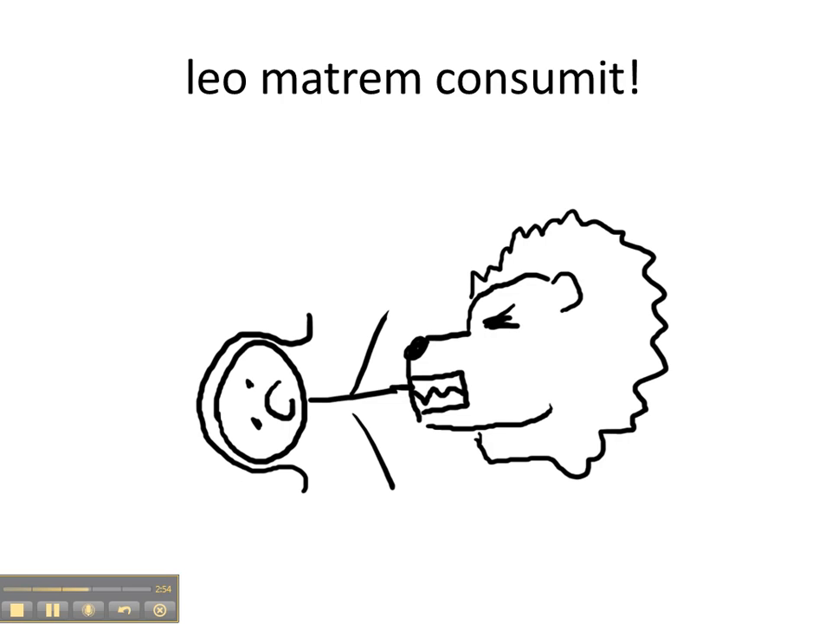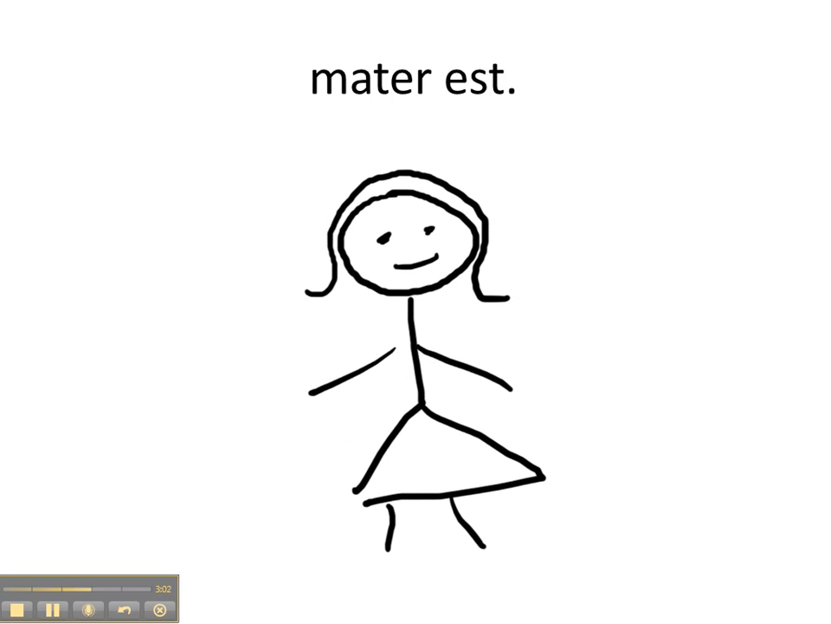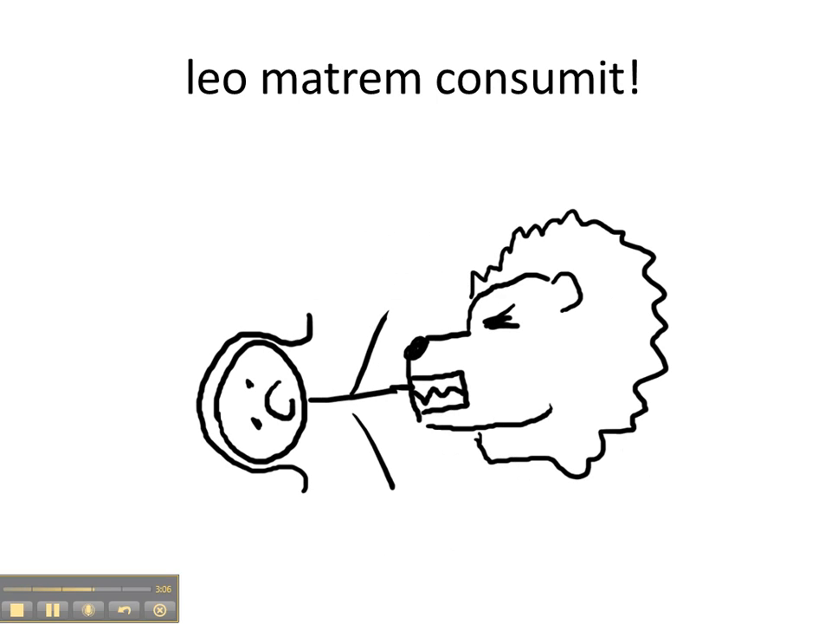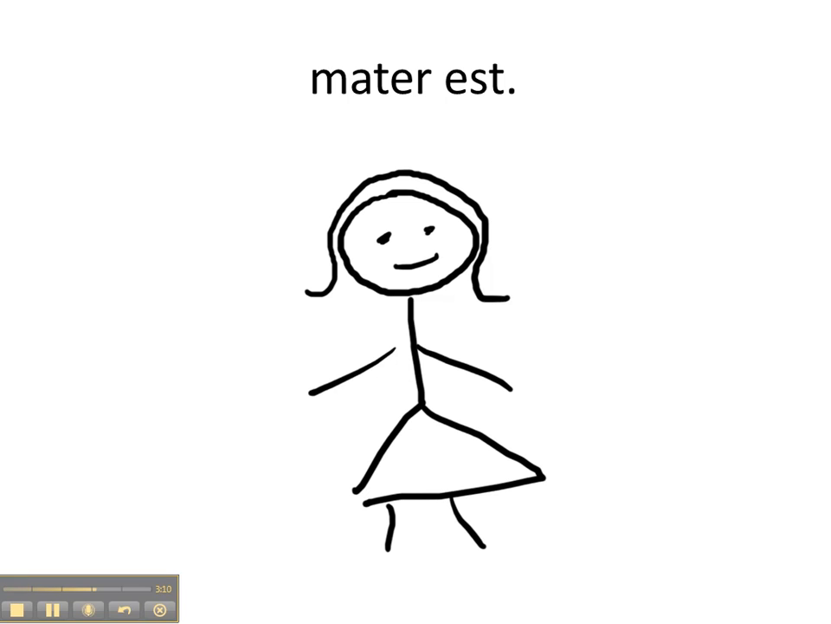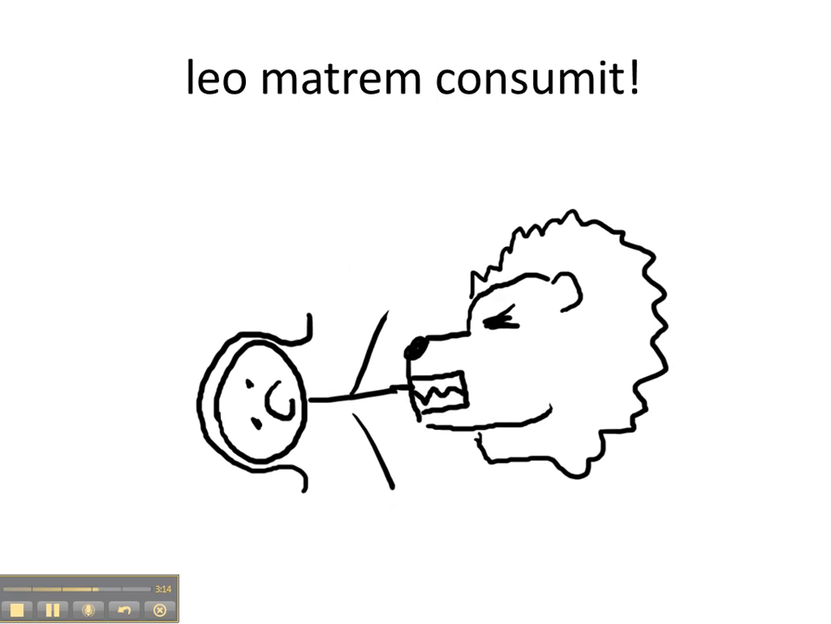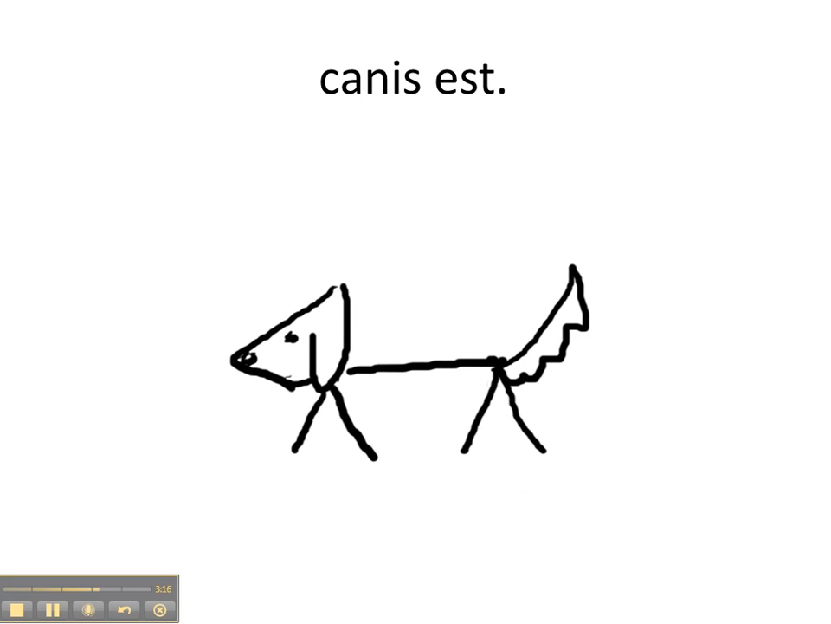This is the action of eating. It's definitely an action. It is happening to her. She becomes the direct object, or accusative in Latin. So nominative, mater, accusative, matrem. Again, we have the nominative subject form mater, and the direct object accusative form matrem.